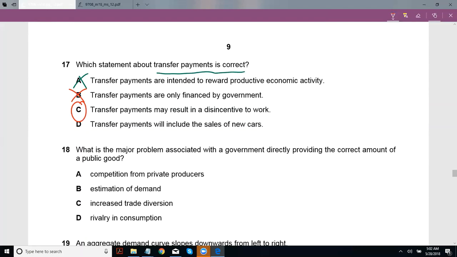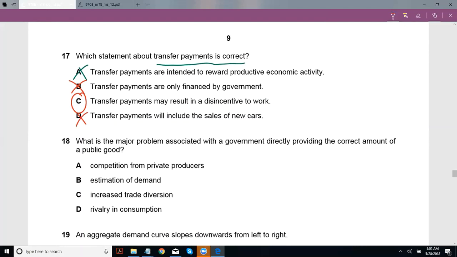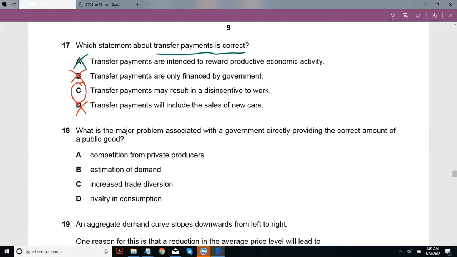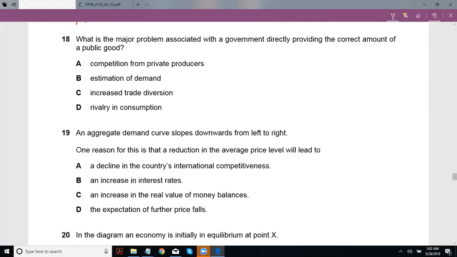Transfer payments will include the sales of new cars? I mean, this is just so irrelevant. I don't even know how to explain why it's irrelevant.